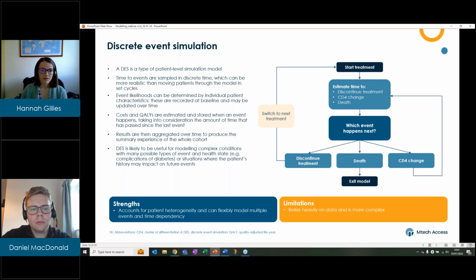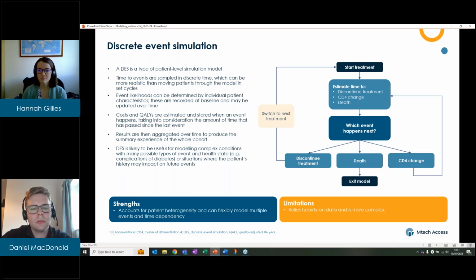So just to summarize that again, the event likelihoods can be determined by individual patient characteristics. These are recorded at baseline and they can be updated over time. The costs and qualities are estimated and stored when an event happens, and this takes into consideration the amount of time that has passed since the last event. The results are then aggregated over time and for all the patients to produce the summary experience for the whole cohort.